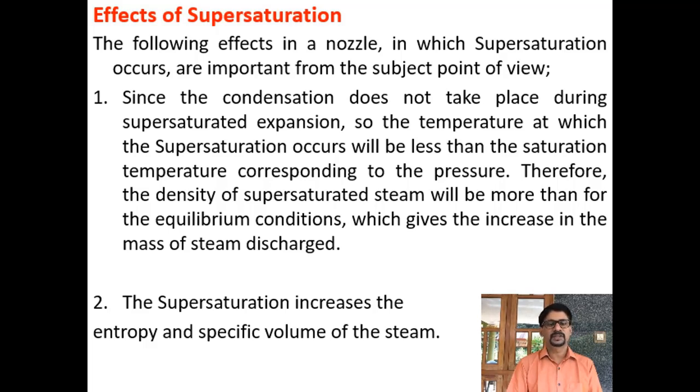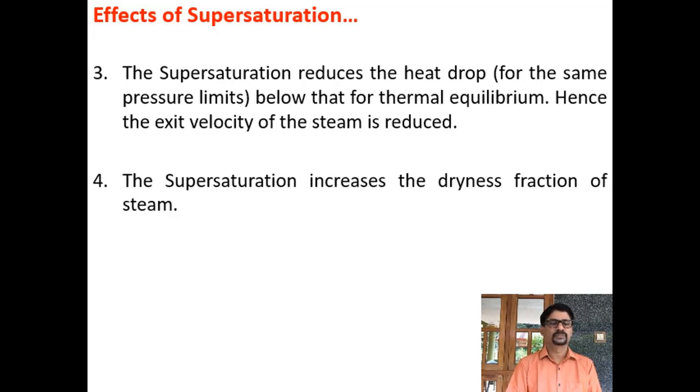Therefore, the density of supersaturated steam will be more than for the equilibrium conditions, which results in an increase in the mass of steam discharge because of the increase in density. The supersaturation increases the entropy as well as the specific volume of steam. The supersaturation reduces the heat drop below that for thermal equilibrium, as the exit velocity of the steam is reduced. So the supersaturation results in a drop in heat for the given fixed pressure limits of inlet and exit. So it reduces the heat drop.